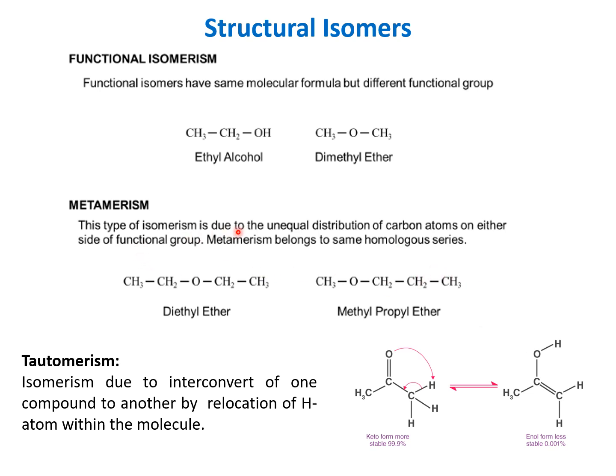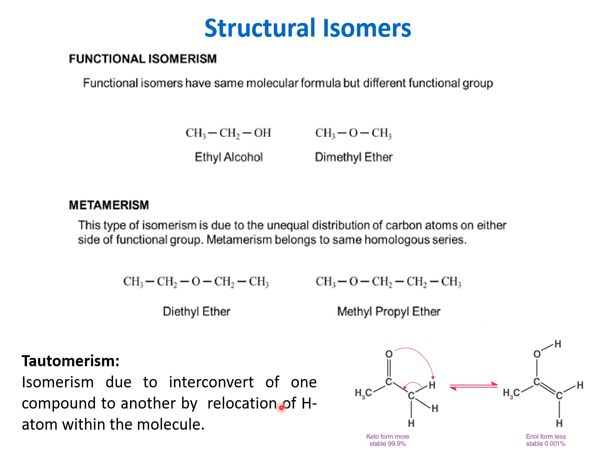So this type of isomerism is due to unequal distribution of carbon atoms on either side of the functional group. In the case of diethyl ether, on the left-hand side you have 2 carbon atoms, and on the right side also 2. Whereas in methyl propyl ether, on the right side you have 3 and on the left side you have only 1. So that is called metamerism.